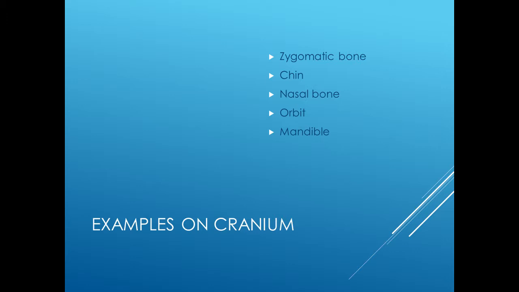Then we have the orbits. That's where our eyeballs go. They fit in these orbits. And then we have the mandible, which we already mentioned is the jawbone. All right, the only movable joint in the cranium, now this is not a bone, this is a joint. The only movable joint in the cranium is called the TMJ. And it stands for temporal mandibular joint.